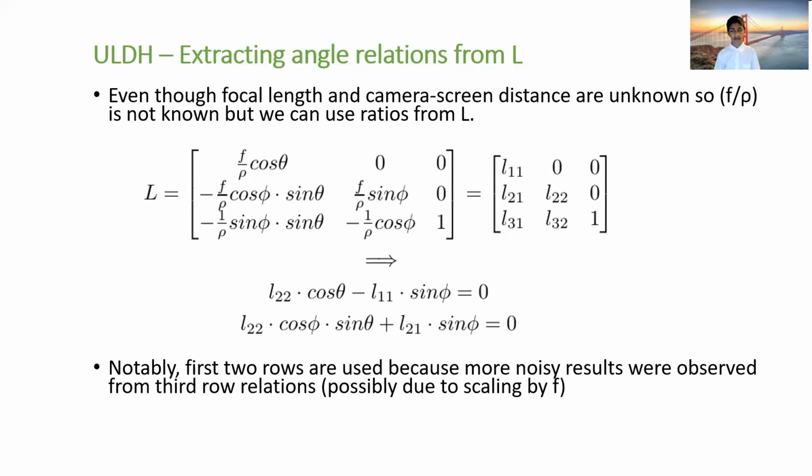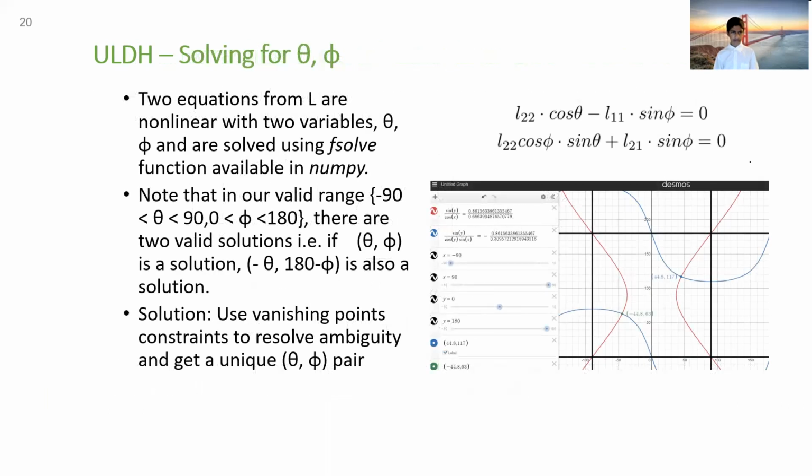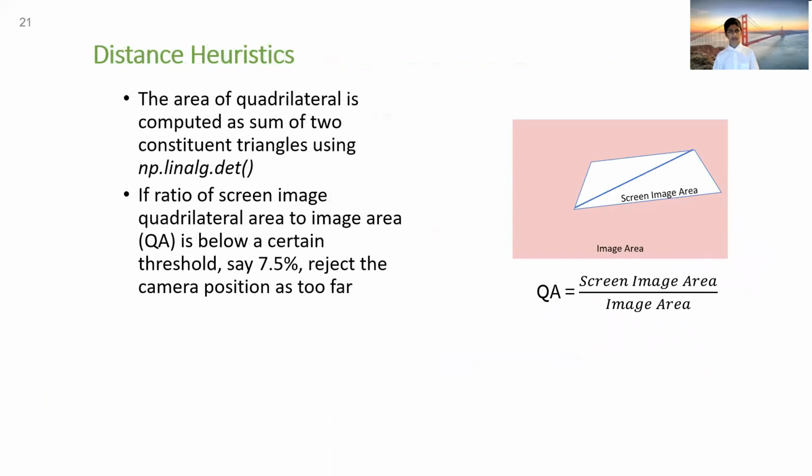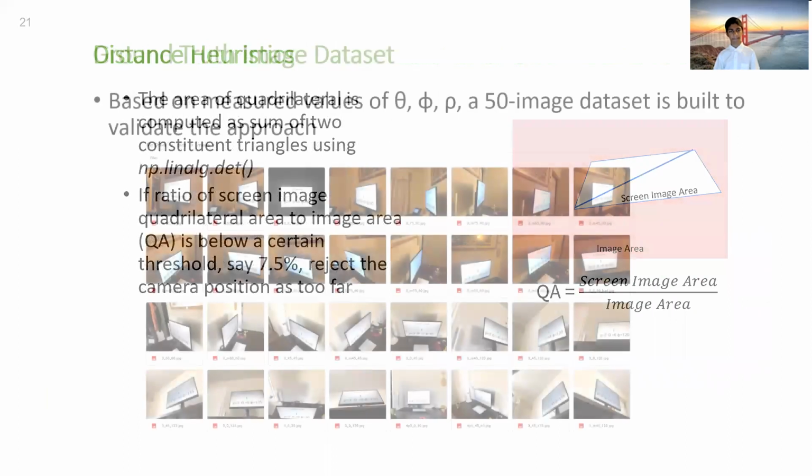We must mention that our work yields only 2 nonlinear equations, while previous works offer 10 to 12 nonlinear equations, which is quite cumbersome and often doesn't get the actual solution. So here we show some data for solving the nonlinear equations using the fsolve routine in SciPy. We have observed that there is ambiguity in our solution and that 2 pairs of theta and phi satisfy the equation. This is where we use vanishing point constraints to resolve the ambiguity and derive a unique pair of angles. We also estimate a heuristic, which is the ratio of screen image area to the image area, which is indicative of the distance of the camera from the screen.